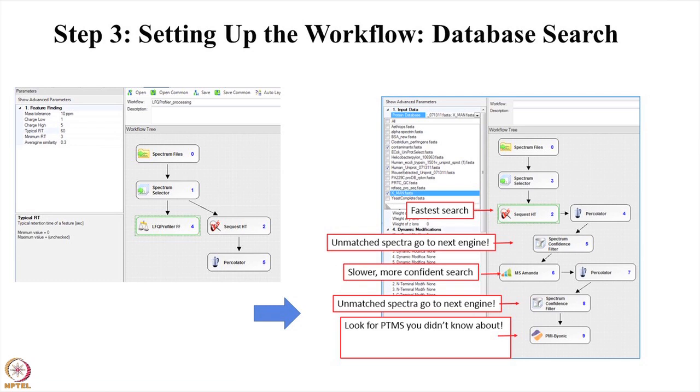For example, in this case it is the spectrum confidence filter. And then furthermore, you can also use other software for knowing the other modifications present in the peptide. For example, if you want to know whether your peptide is glycosylated or phosphorylated, then you can use these kinds of filtering to annotate those changes in your peptide.